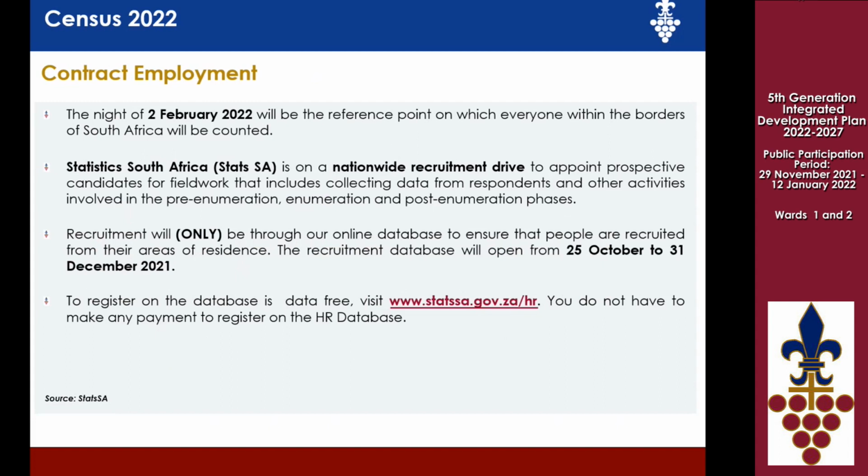The night of the 2nd of February 2022 will be the reference point on which everyone within the borders of South Africa will be counted. Statistics South Africa, or Stats SA, is in a nationwide recruitment drive to appoint prospective candidates for field work that includes collection of data from respondents and other activities involving the enumeration and post-enumeration phases. Recruitment will only be through our online database to ensure that people are recruited from their areas of residence. The recruitment database opened on the 25th of October, which has already happened, and closes on the 31st of December 2021. To register on the database, make a data-free visit to www.statssa.gov.za/HR. You do not have to make any payment to register on the HR database.